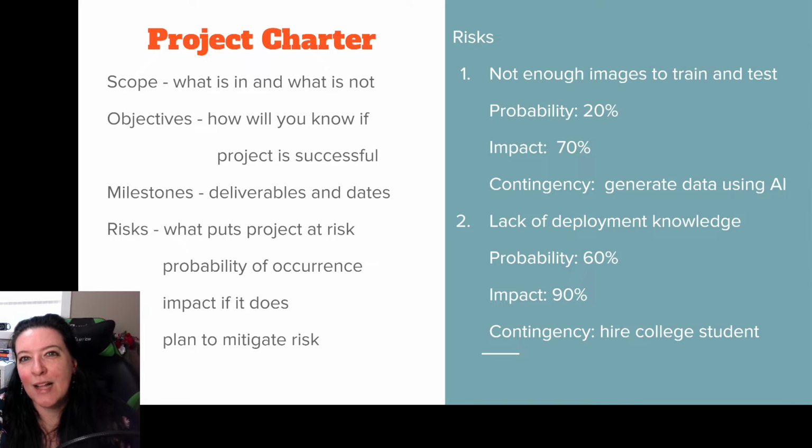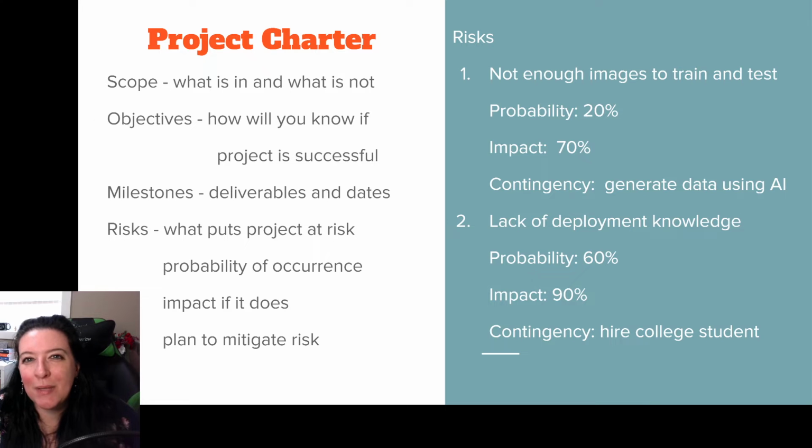We think we can get lots of pictures of meat over the next couple weeks, good and bad, in the grocery store. Now, if we don't have enough images to train and then test, then the impact is, we think, about 70%. So it's problematic because if we don't have enough data, then it's not going to be a very accurate algorithm. Okay. But we have a contingency plan.